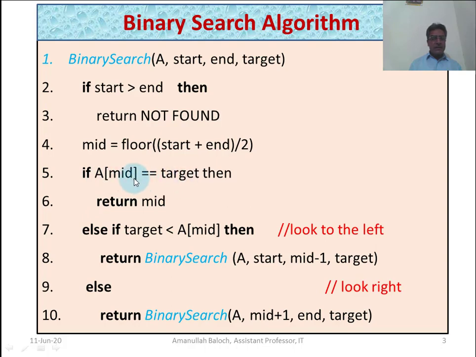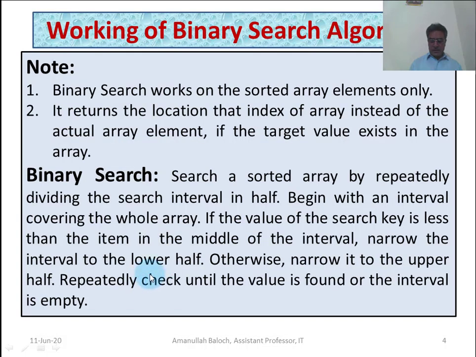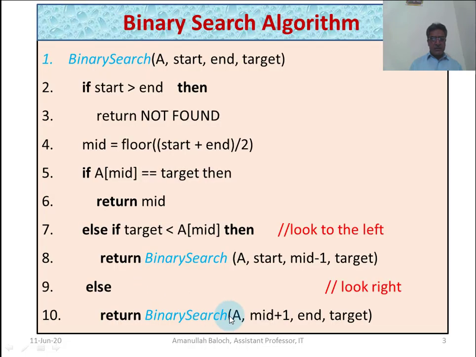If this condition is false, then the computer leaves one half, either the first or the second. If target is less than A of mid, then the algorithm accepts the first half of the array, and if target is greater than A of mid, then the algorithm jumps to the second section, accepts the second part of the array and leaves the first one.